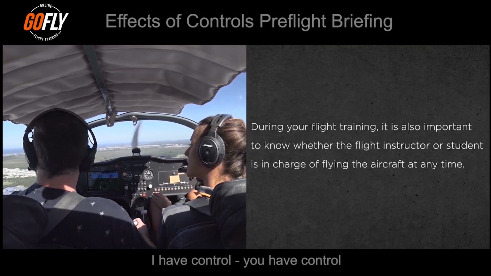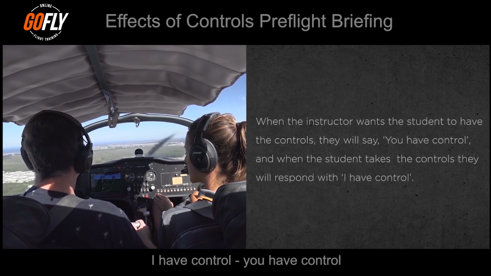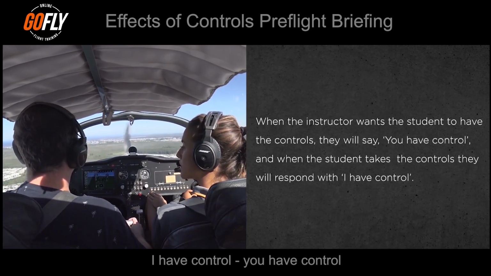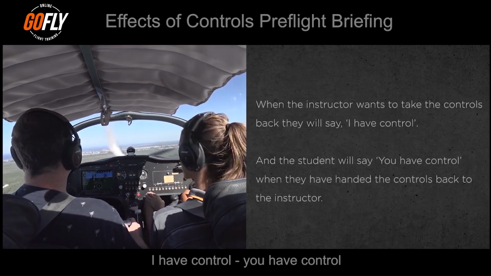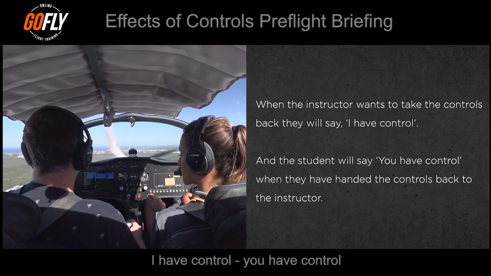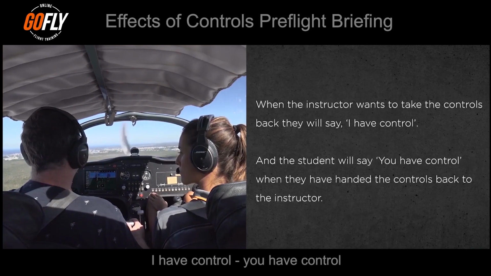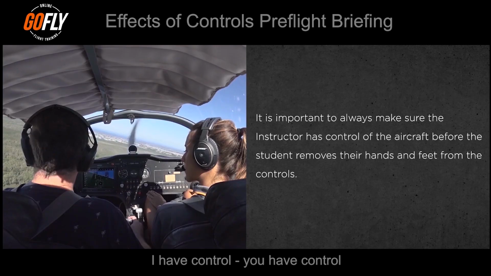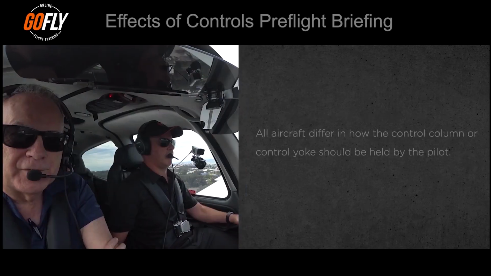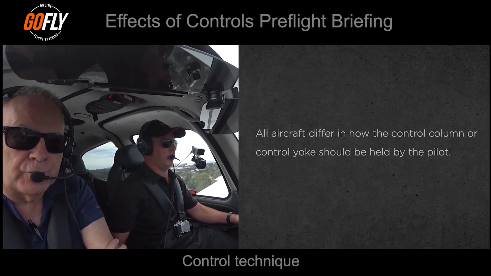During your flight training, it is also important to know whether the flight instructor or student is in charge of flying the aircraft at any time. When the instructor wants the student to have the controls, they will say, "You have control." And when the student takes the controls, they will respond with, "I have control." When the instructor wants to take the controls back, they will say, "I have control." And the student will say, "You have control," when they have handed the controls back to the instructor. It is important to always make sure the instructor has control of the aircraft before the student removes their hands and feet from the controls. All aircraft differ in how the control column or control yoke should be held by the pilot. Please consult your flight instructor for your particular aircraft type.